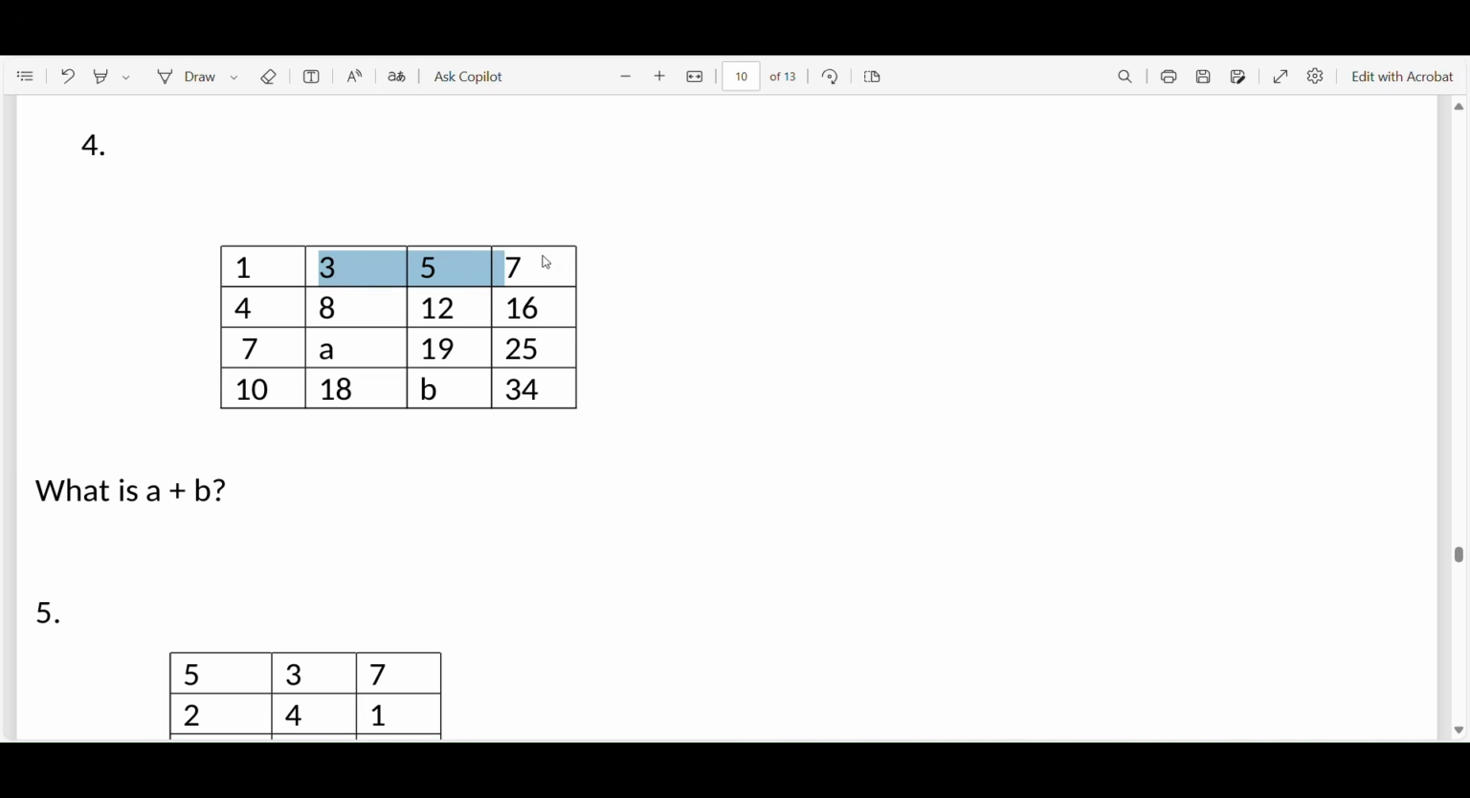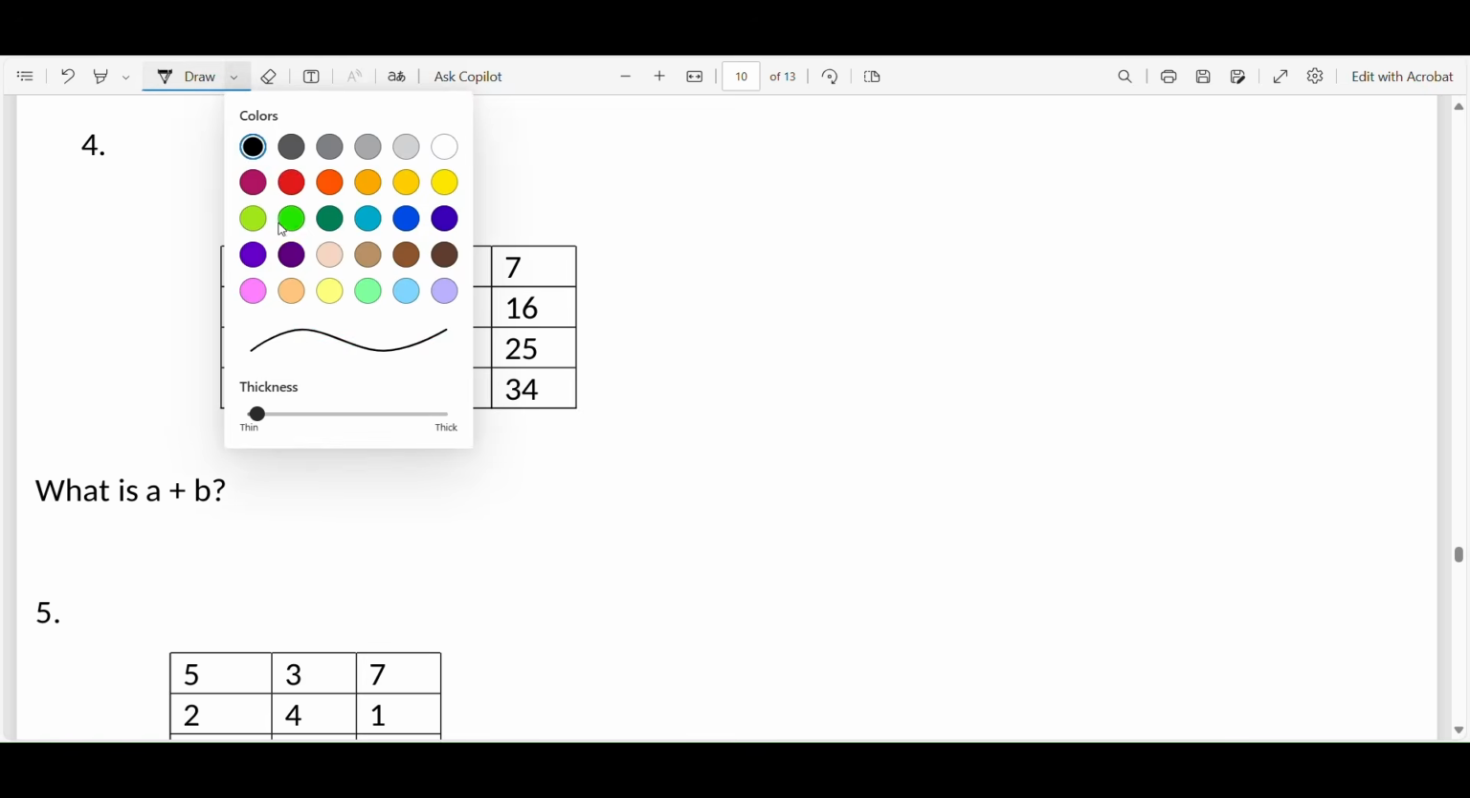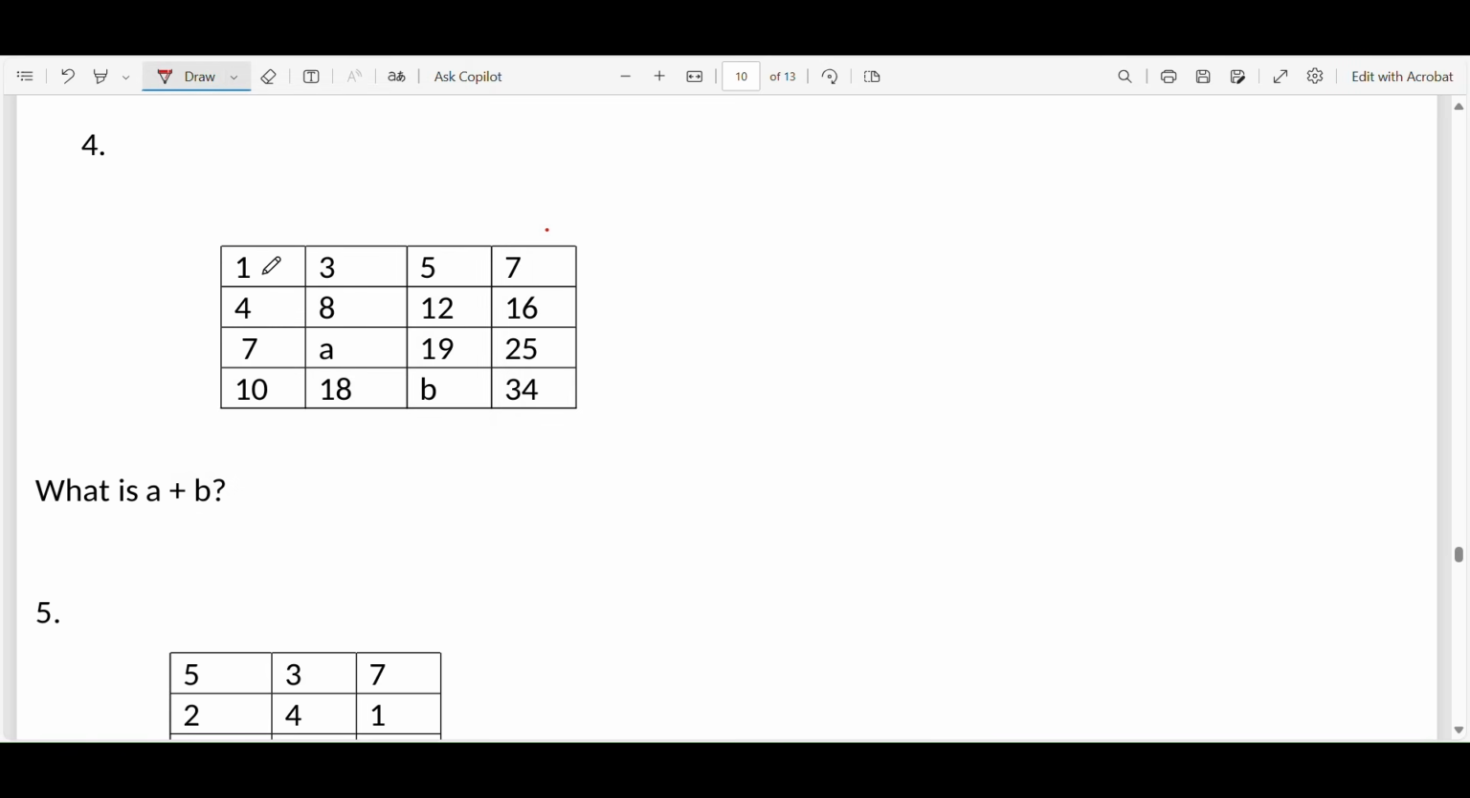So when you see the difference between them, that means 1 plus 2 will give you 3, 3 plus 2 will give you 5, and 5 plus 2 will give you 7, right? That means adding 2. And in the same way, in the next line, by adding 4, see the difference is 4. 4 plus 4 will give you 8, 8 plus 4 will give you 12, and 12 plus 4 will give you 16, right? So let me write it again.